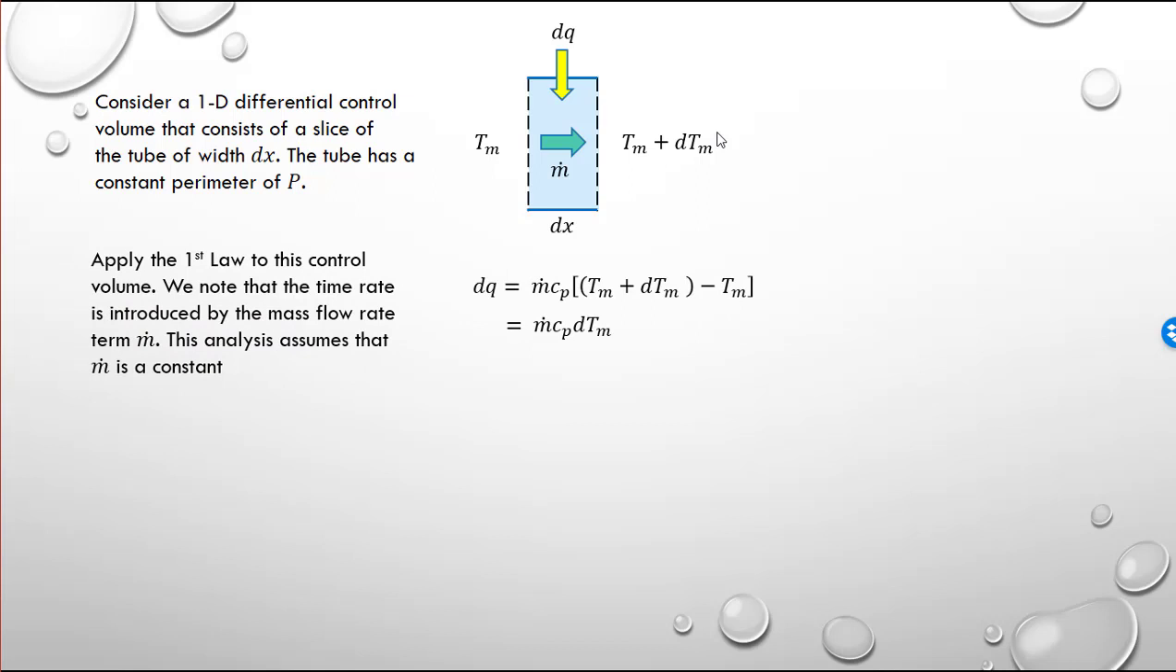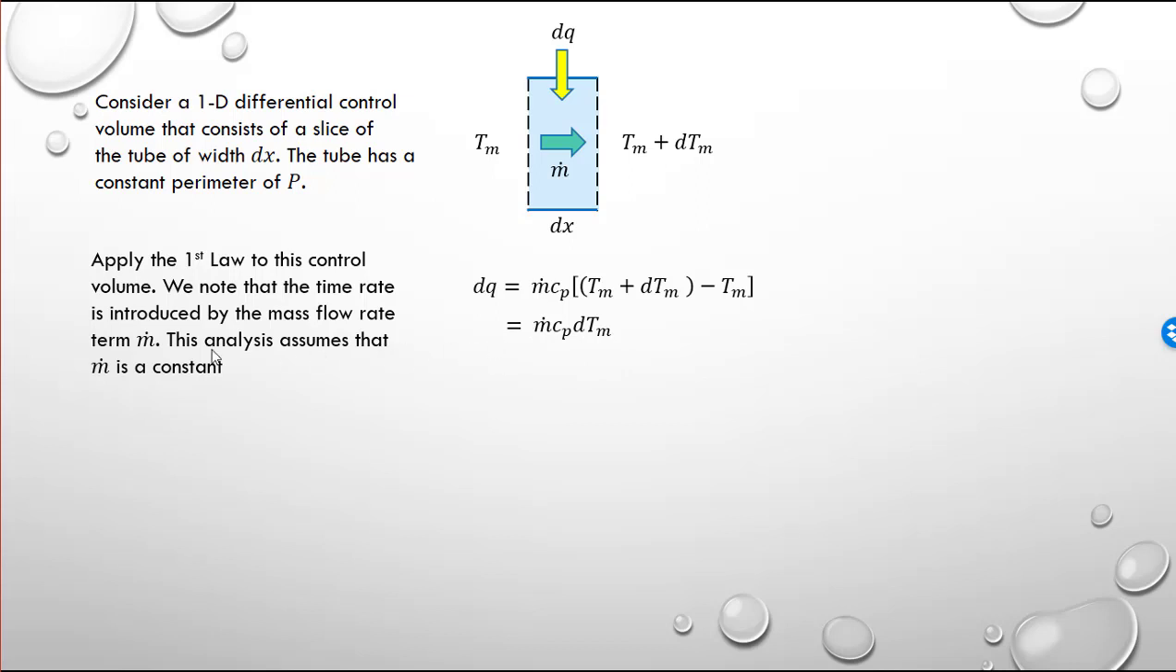To apply the first law to this control volume, we would say that the amount of thermal energy added to the control volume will equal the increase in total energy of the fluid within the control volume, and that's given by m dot c sub p delta T, where in this case delta T is Tm plus dTm minus Tm, which of course then gives me just the incremental amount of total energy, m dot c sub p dTm.